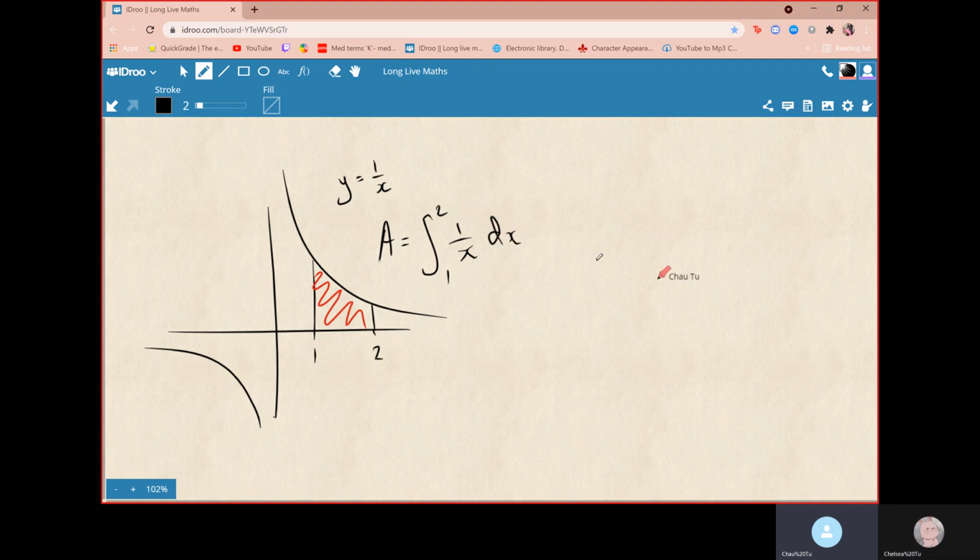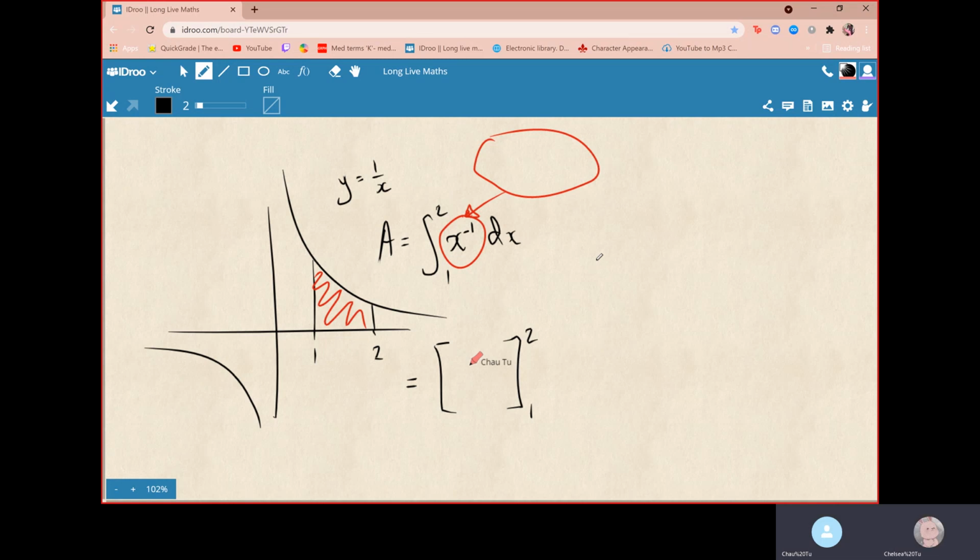Okay. So the question is, how do you integrate that, Chelsea? So the integrated version of 1 over x would be... can I change this to x to the power of negative 1? You've got to look for something such that when you differentiate it, it gives you x to the power of minus 1. There is something out there that when you differentiate it, it gives you 1 over x. What is it?